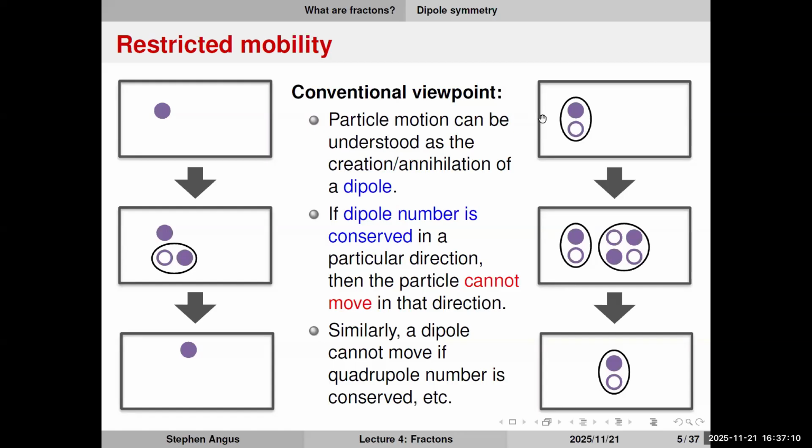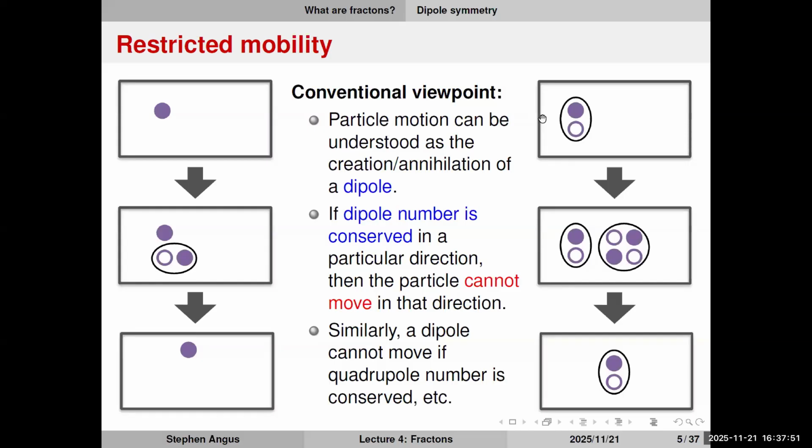Initially, and I'll talk about this in a second, these were found in lattice models. So motion between sites is discrete. In that context, if you annihilate a particle somewhere and create it at the adjacent place, then that's acting with a dipole operator. But if your theory is such that dipole number is conserved in a particular direction, or in whatever direction, then the particle cannot move in that direction because it would violate the symmetry of the system.